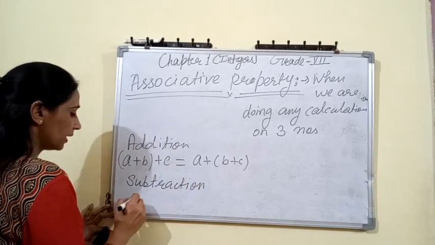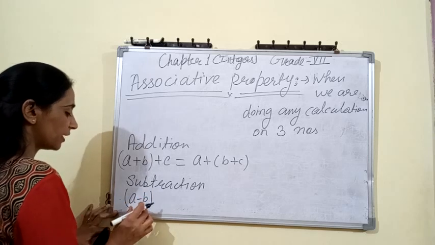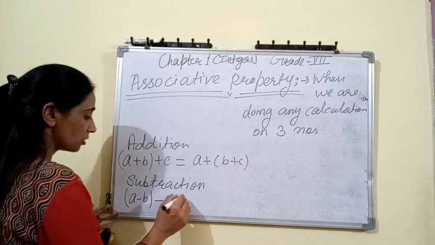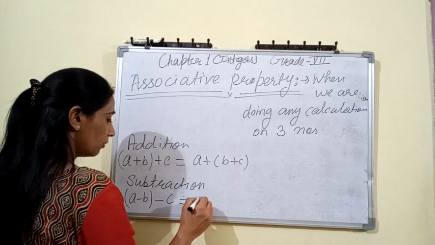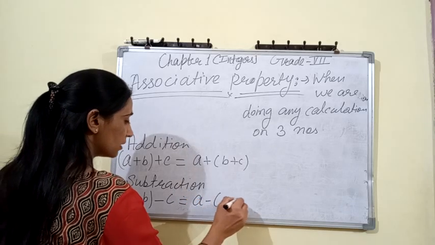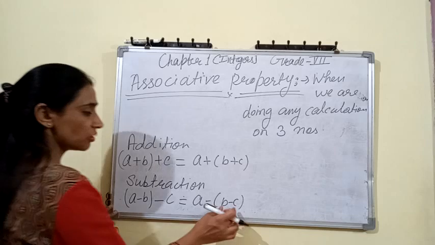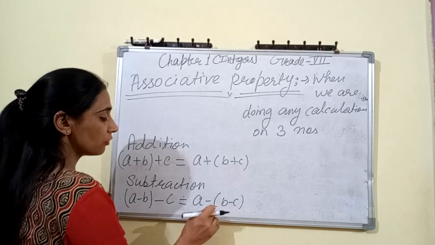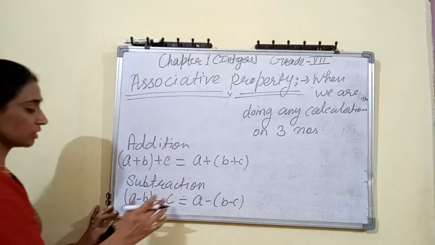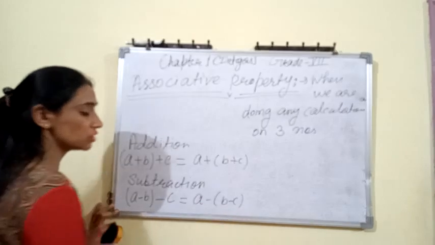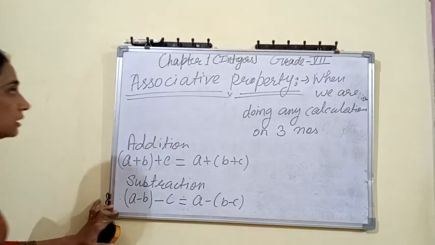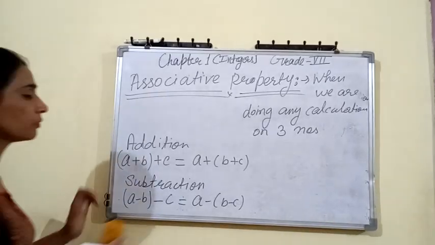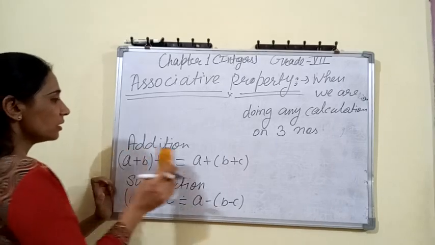For the subtraction, A minus B, if you are subtracting these two integers first, then from this result you are subtracting C. On the other side, A minus B minus C, if you are subtracting B minus C first and then subtracting that result from A. If the calculation on both sides is the same, then we can say integers are associative under subtraction. So we have to check this. Okay, so let us take an example.